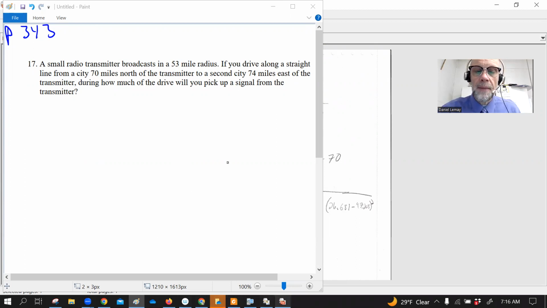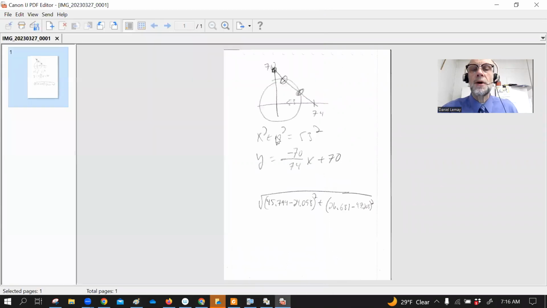Let me come up. I made a little sketch of this. So I drew the circle, lame circle, with a radius of 53, and I know that there's a city north of the radio transmitter, 70 miles north, and then there's another city 74 miles east, and you're driving along this road, and you want to know how long you'll be able to listen to this radio station.